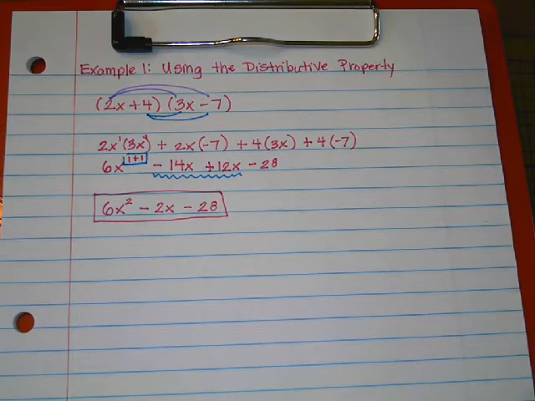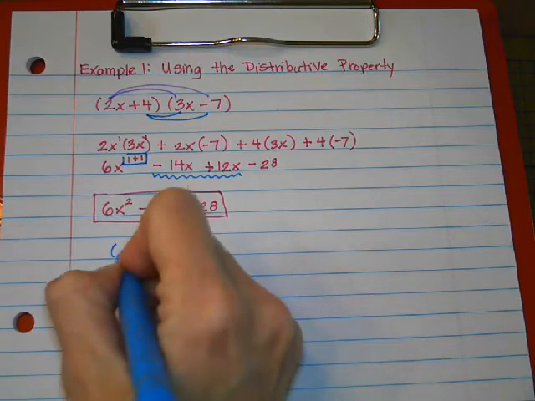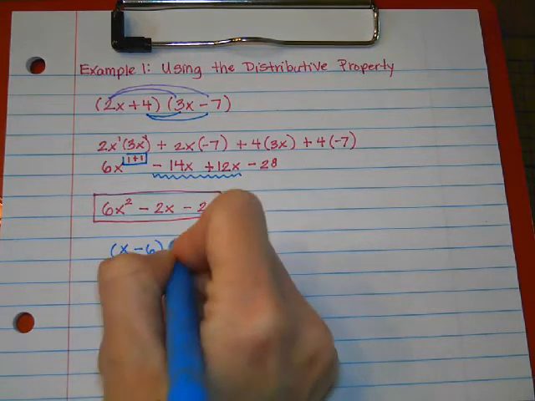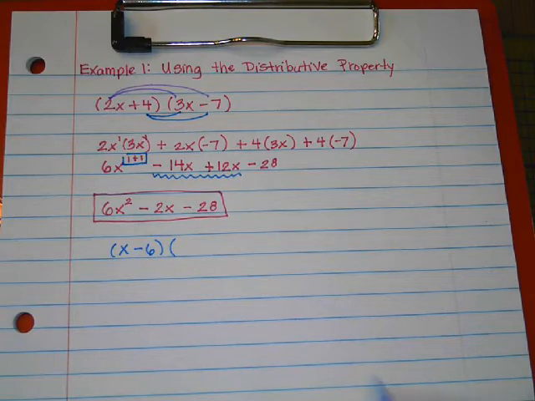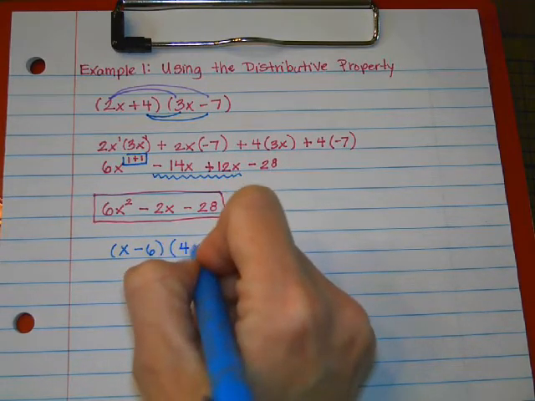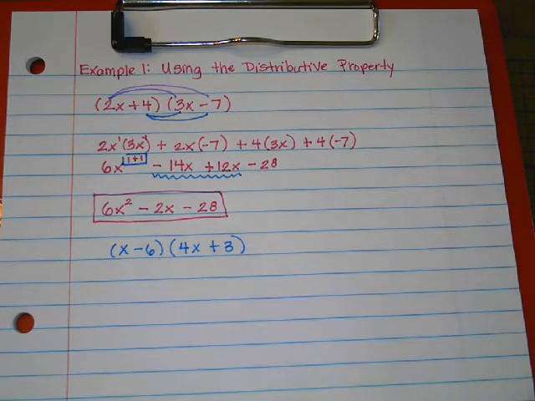All right, we're going to try the "Got it?" 1 on the bottom of that same page. And we've got x minus 6 times 4x plus 3. So this is our first method. It's called using the distributive property.